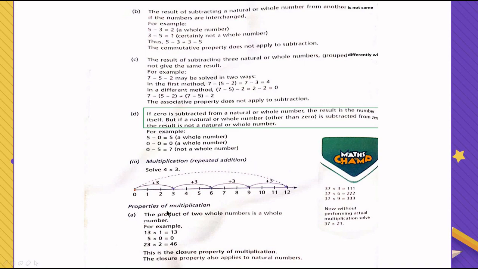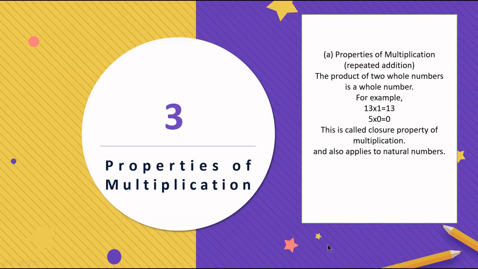Property of multiplication: the product of two whole numbers is a whole number. For example, 13 multiplied by 1 is equal to 13, 5 multiplied by 0 is equal to 0, and 2 multiplied by 3 is equal to 6. These three numbers are whole numbers. This is the closure property of multiplication. The closure property applies to natural numbers.